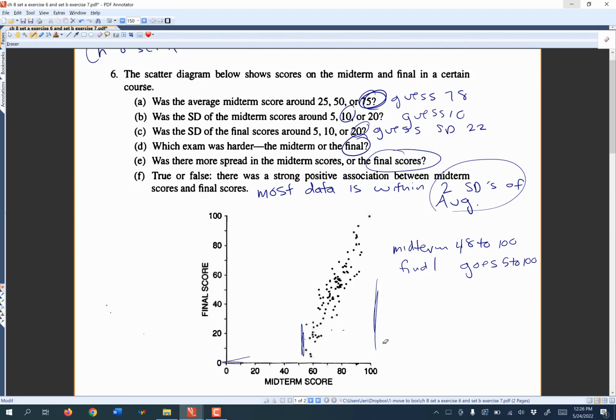And then true or false, there was a strong positive association between midterm scores and the final scores. So if you were to draw a line, it's going up, so that means positive. Remember, we always read from left to right, so it's going up. It means as the midterm scores get higher, the final scores seem to get higher. The points seem to be fairly close to the line. So I would say it's a strong association. So I would say true.